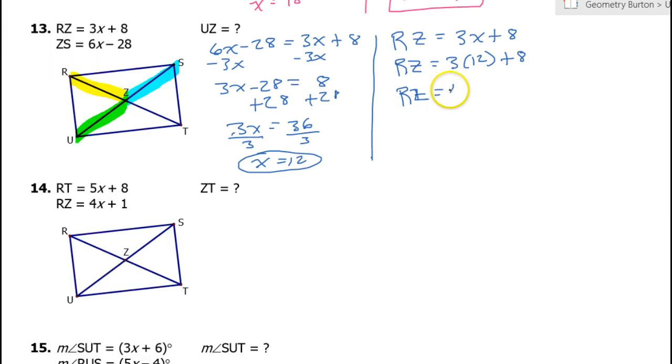So RZ is 44. And if RZ is 44, that means all three of these little pieces are 44, including UZ.